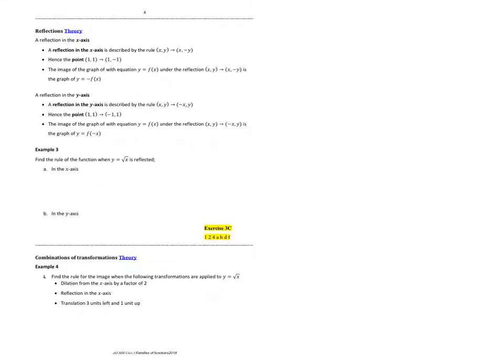So our final kind of transformation is a reflection. And a reflection is simply flipping our graph about either the x-axis or the y-axis. Okay, so in particular, the reflection in the x-axis, that's everything flipping upside down. So if there's my graph and we want to reflect it about the x-axis, well, that means we want to shift everything about this axis here, which means we want everything down that way.